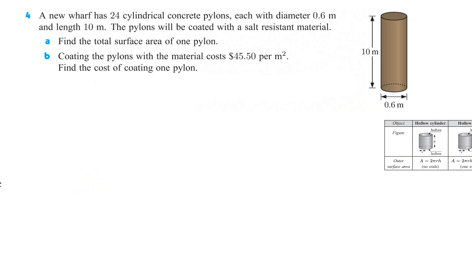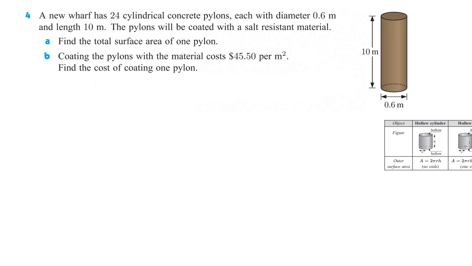Moving on to, let's see, number 4 here. A new wharf has 24 cylindrical concrete pylons, each with diameter 0.6 meters and length 10 meters. Pylons will be coated with salt-resistant material. Find the total surface area of one pylon.